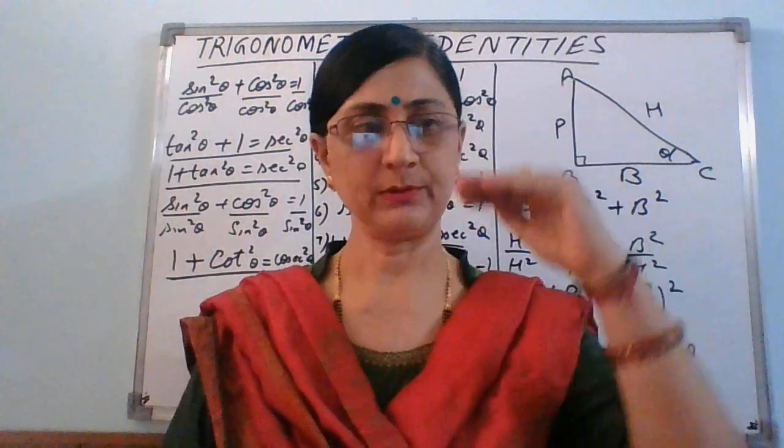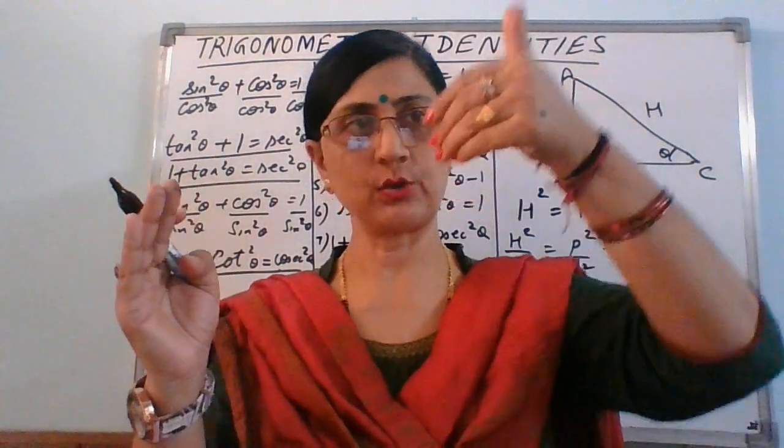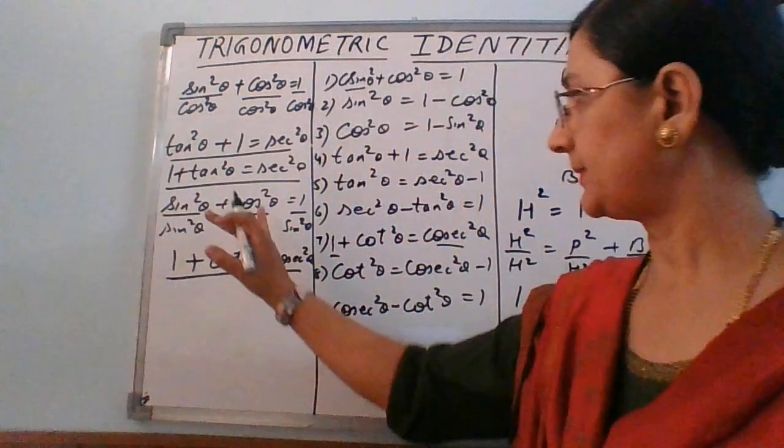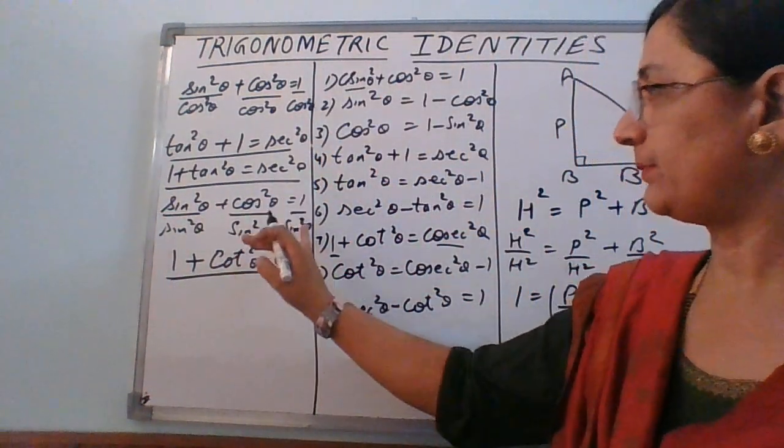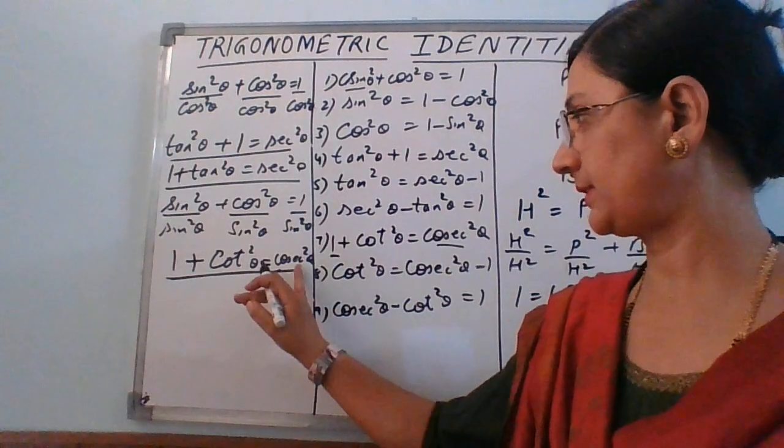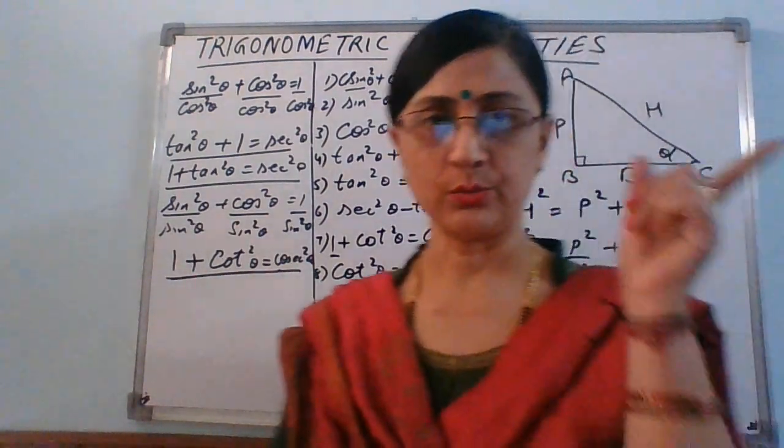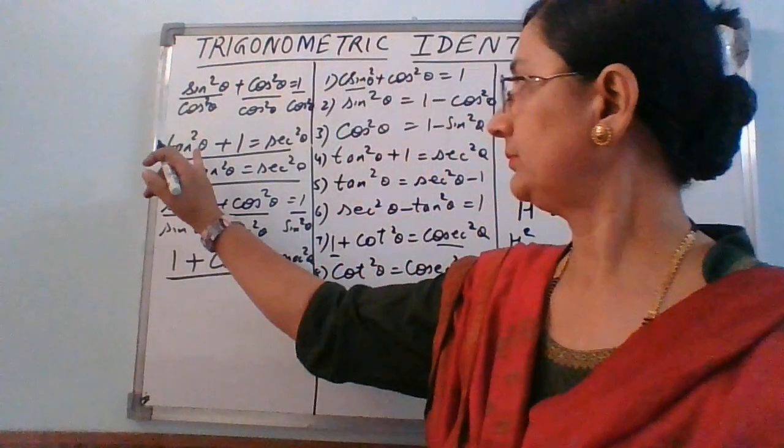Ratio of sin upon cos is tan. If the ratio is inverted, cos upon sin, then it is cot. So this becomes cot square, and 1 upon sin, the reciprocal of sin, is cosecant square. So we have got the third one. So 1, 2 and 3.